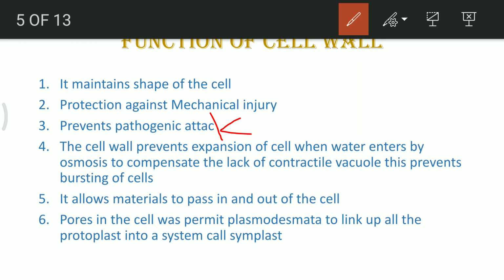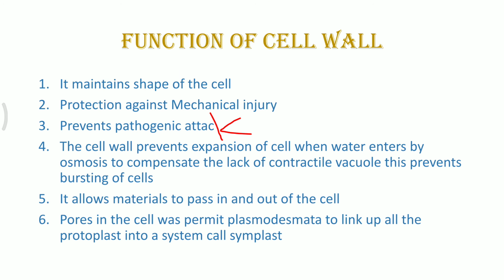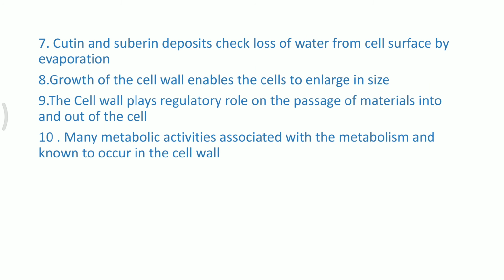Many enzymatic activities are also controlled with the help of the cell wall, and there is the presence of cutin. We have already discussed that cutin and suberin deposits check the process of evaporation in plants. Now, there is growth of the cell wall, which enables the cells to enlarge in size. The cell wall continuously grows so that new cell formation takes place, because the outer covering also has to increase its size, right?